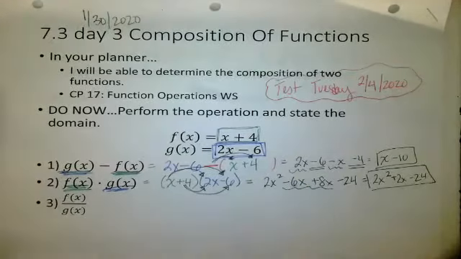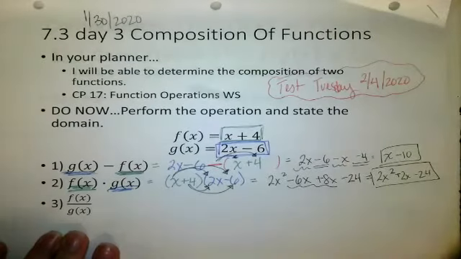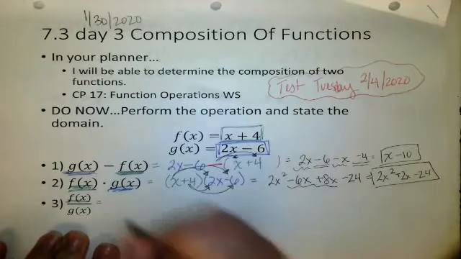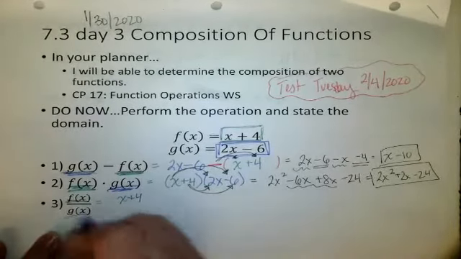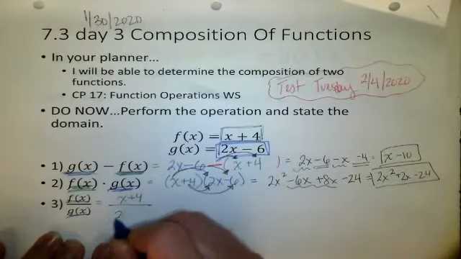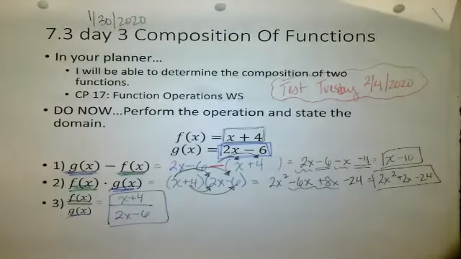No, it's unnecessary. But you could. It's not wrong. It's the same. It's equivalent. All right. And the easiest part here, f of x divided by g of x. What can I replace f of x with? X plus 4. And then what can I replace g of x with? Yeah, and that's just over 2x minus 6. And that's it.